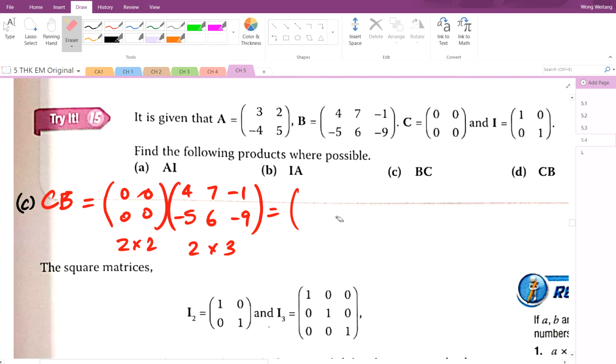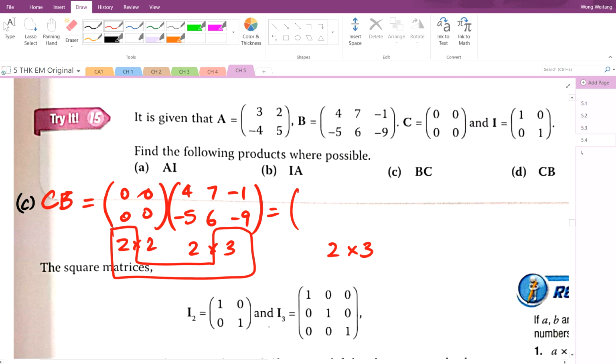Then how? You know that 0 times anything is 0, right? So should I bother writing all the multiplication out? I know they are all zeros. So what is the order? Order, 2 by 3. It is going to be 2 rows, 3 columns. Where did I get it from? Here.